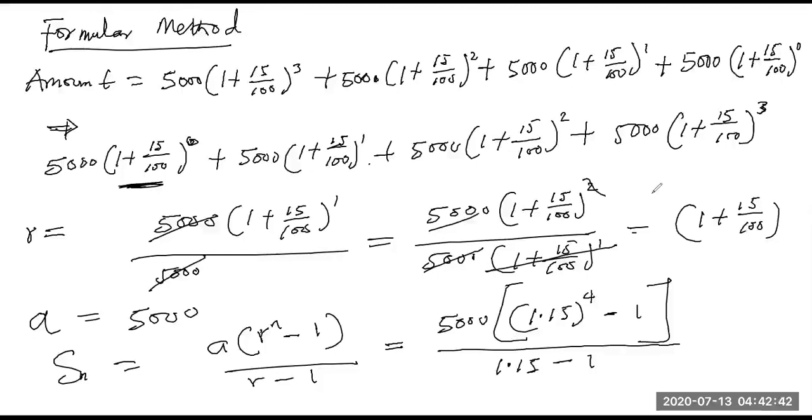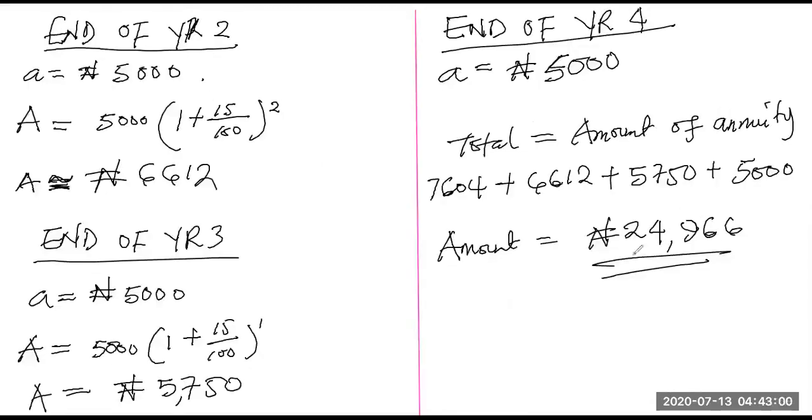Of course, I'm having 24,966.875. So, which is giving me this amount. So, I'm having 24,966.875. So, you can see which is approximately what I had using the step-by-step, year-by-year calculation.